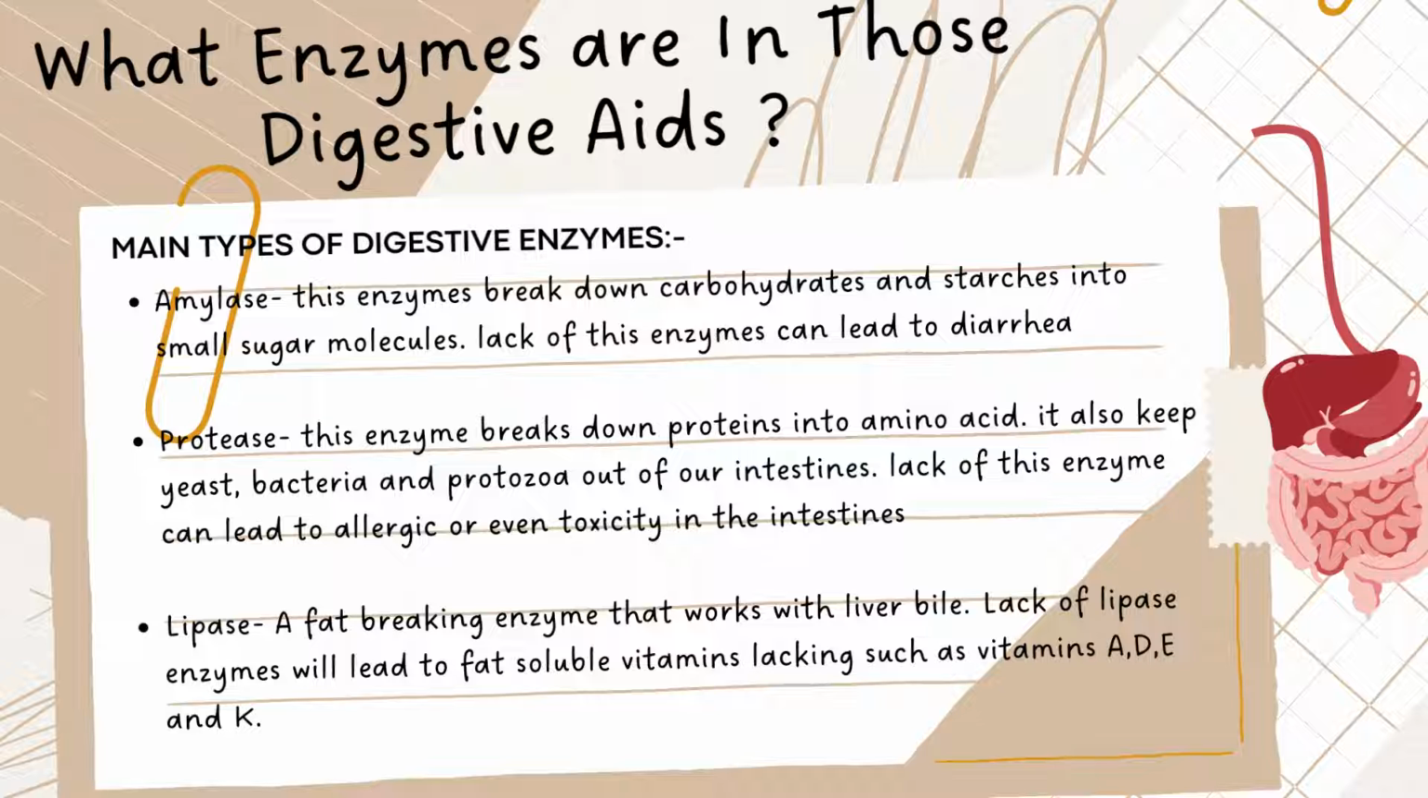Here are some types of digestive enzyme. For an example, amylase, which this enzyme breaks down carbohydrate and starch into small sugar molecules. Lack of this enzyme can lead to diarrhea. Next, we have protease enzyme that breaks down proteins into amino acid. It is also keep yeast, bacteria, and protozoa out of our intestine. Lack of this enzyme can lead to allergic or even toxicity in the intestines. Lipase enzyme, which is a fat-breaking enzyme that works with liver bile. Lack of lipase enzyme will lead to fat-soluble vitamins lacking such as vitamin A, D, E, and K.